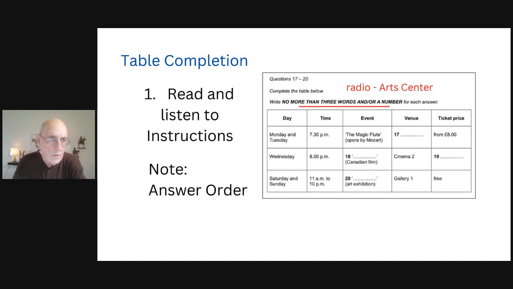And one little thing to note with table completion questions, all the answers come in order. And when you're listening for the answers in a table, the table will come in order. So for example, it will start with Monday and Tuesday in the top left-hand corner, it'll go across that line. Then it will talk about Wednesday, and then it will talk about Saturday and Sunday. So this is a good thing just to be aware of as you look at the table and to prepare yourself for what you're about to listen to, that this is the order that the questions come in.